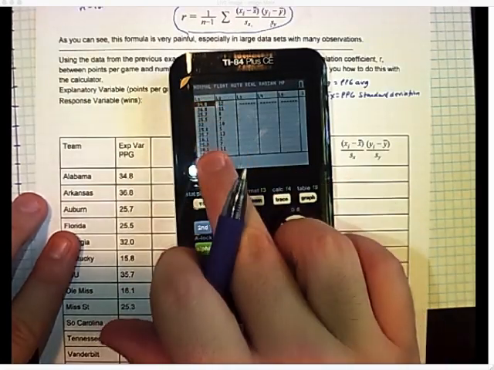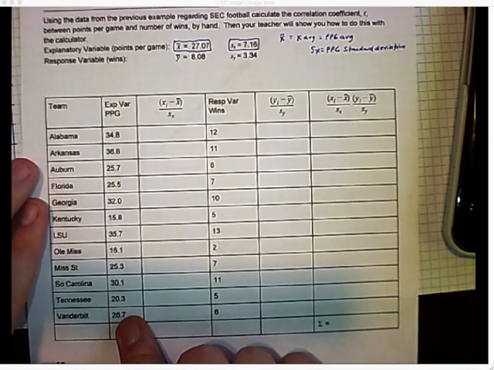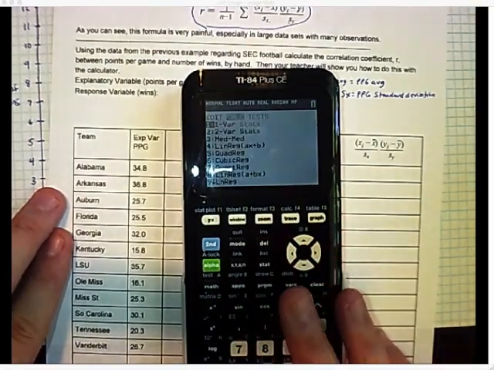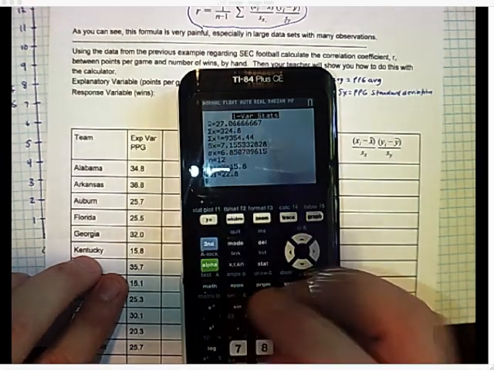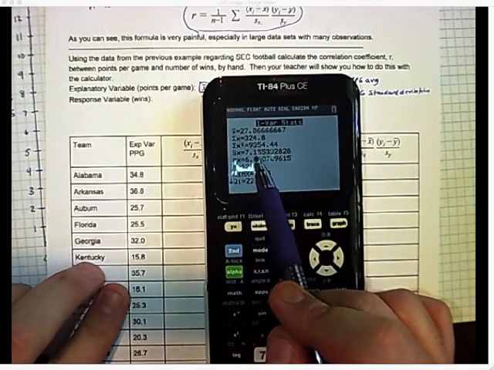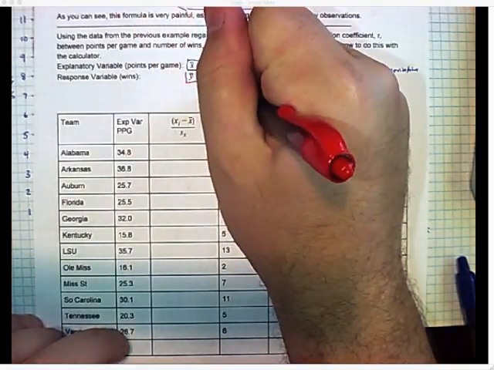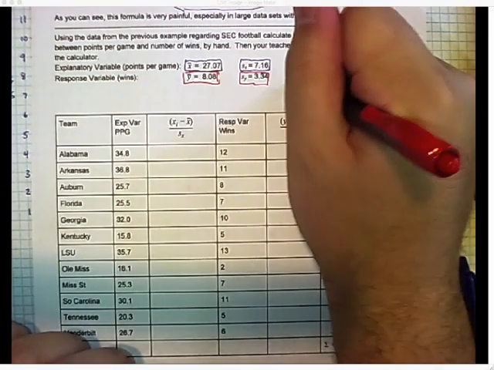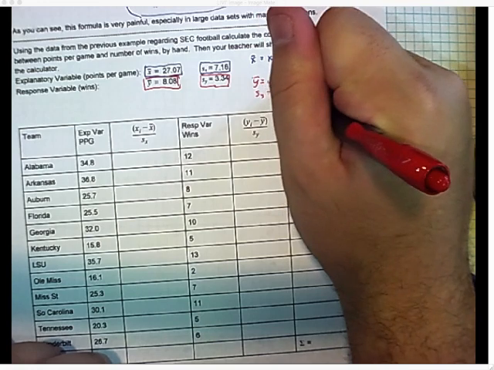My data for points per game was in list 1. All right, so if I added up all of these points per game for all 12 teams and then divided them by 12, I would get 27.07. So if I ran one variable stats, if I went stat, calculate one variable stats for list 1, there's my average, 27.07, all right? And this standard deviation here, the 7.16, I'm getting that right there. And if I did the same thing with the number of wins, the average wins for all 12 SEC teams was 8.08. And the standard deviation for that list was 3.34. Okay, so Y bar means Y average, or it's the wins average. And SY is the wins standard deviation.